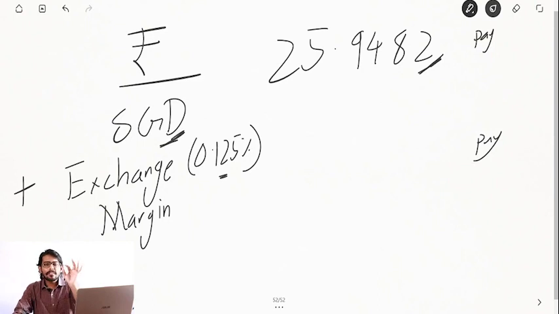Or in other words, you can learn the shortcut. I don't recommend learning it by heart, always apply your mind. However, the shortcut is, if you are buying, you have to add the exchange margin.